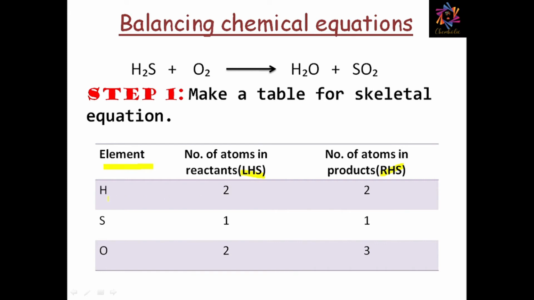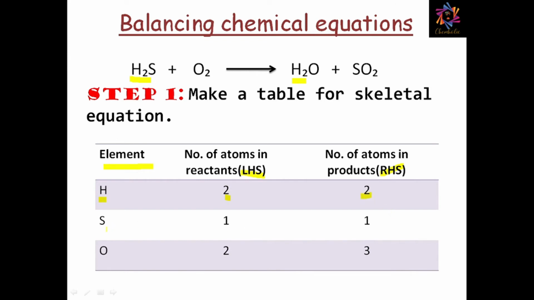We will start with hydrogen. On the left hand side, how many hydrogens are there? The 2 in the subscript shows 2 atoms of hydrogen, so we'll write 2 here. Then on the RHS, here we have H2 again, so we'll write 2 on the RHS.